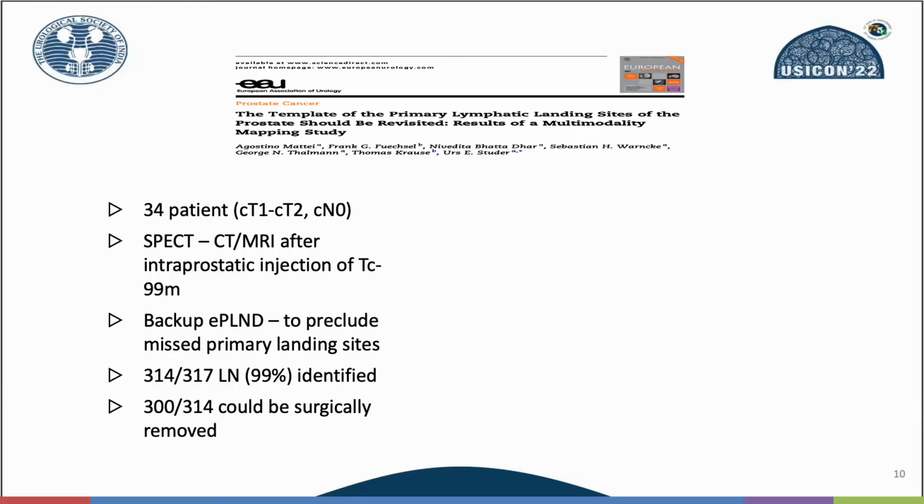A very important paper published by Mattei, even though it's an old one, mapped the pelvic lymph nodes in cancer prostate. 34 patients were included in the study, clinical T1 and T2. The lymph nodes were mapped by SPECT, CT or MRI after injection of intraprostatic technetium-99. A backup ePLND was done to preclude any missed primary landing site. Based on this, 317 lymph nodes were identified preoperatively. Of these, 314 could be easily identified during surgery. But due to technical feasibility, only 300 lymph nodes could be removed.